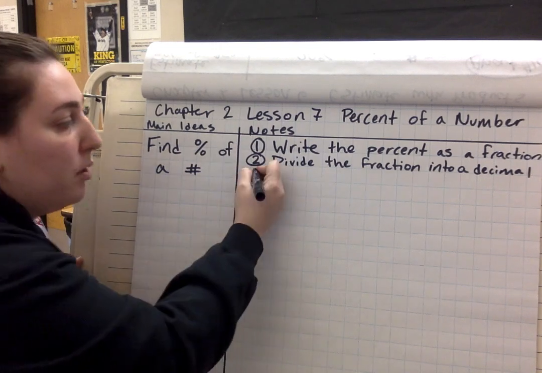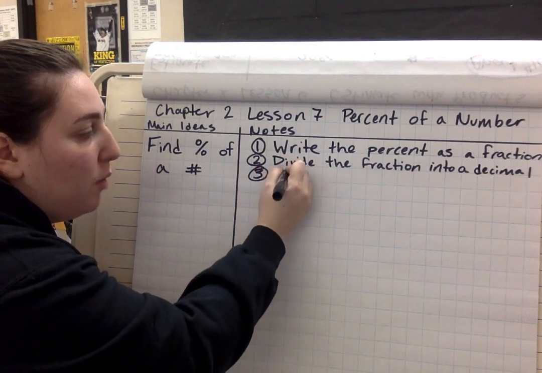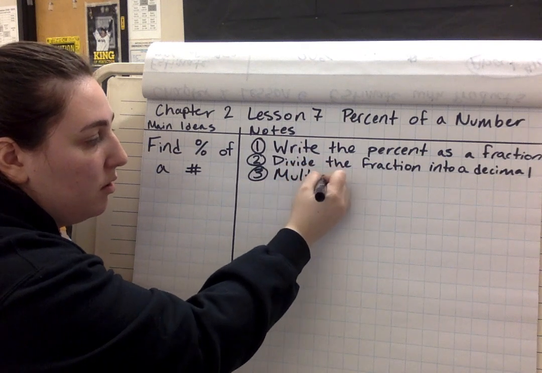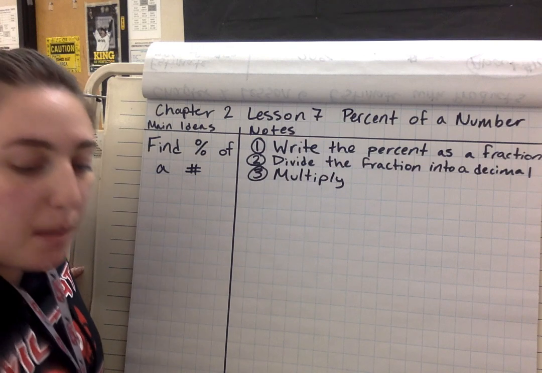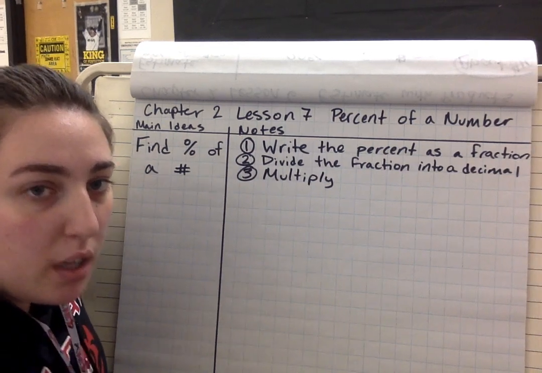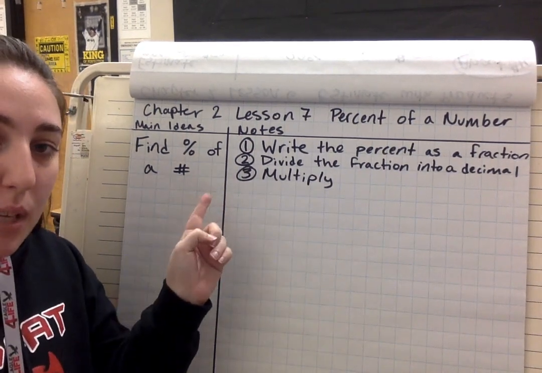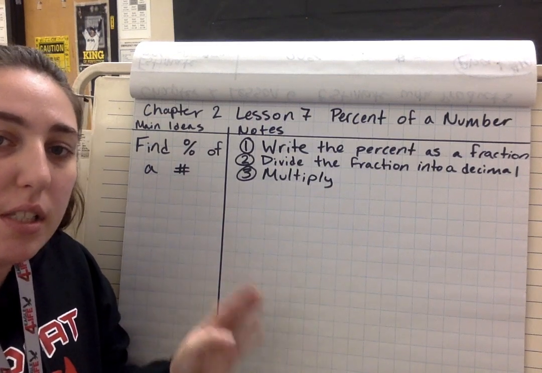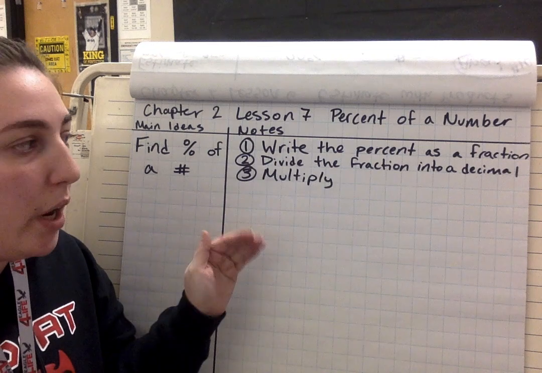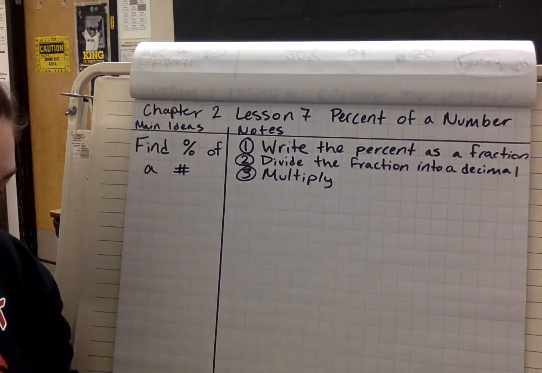And the third step, we multiply. And I'm going to show you what you're multiplying. In addition to that, I'm going to highlight these because we're going to be following these steps, and it's going to be color-coded, so it's easier for you to tell where we're doing each step.